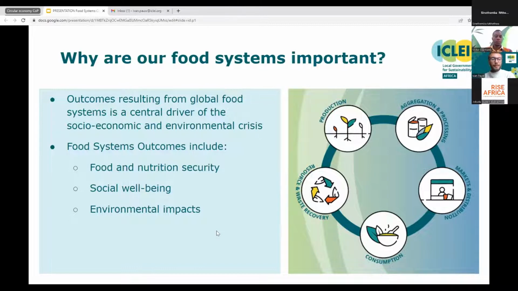Food and nutrition security, as we all know, is a central component of sustainable livelihoods and social well-being. When looking at social well-being as an outcome of the food systems, we're very much talking here about income, employment, health, equity, and then also culture and ethics.